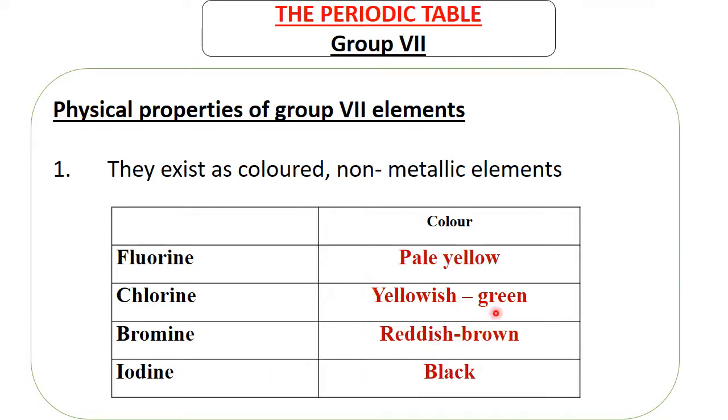One thing you can notice is that the way I've written them here is the way they are arranged on the periodic table. So as you go down the group, they become darker. The one on top, fluorine, is pale yellow. Then as you go down, the color keeps on getting darker. It's a thing you can use as a memory aid. So fluorine, pale yellow, yellowish green, reddish brown, till black.